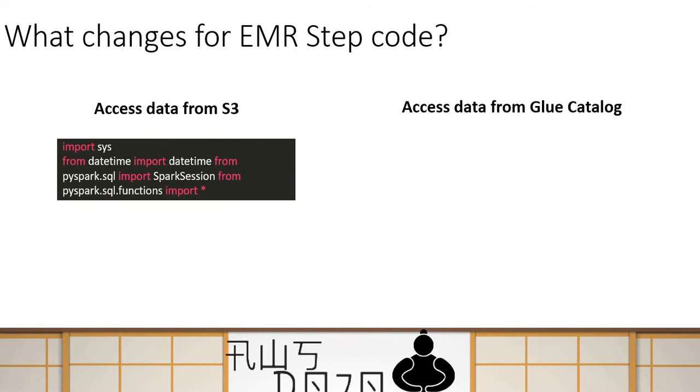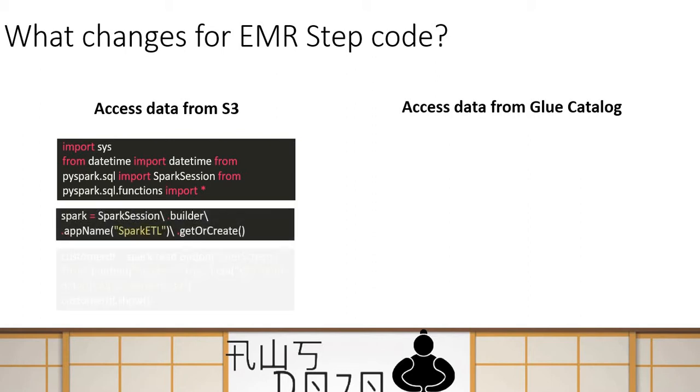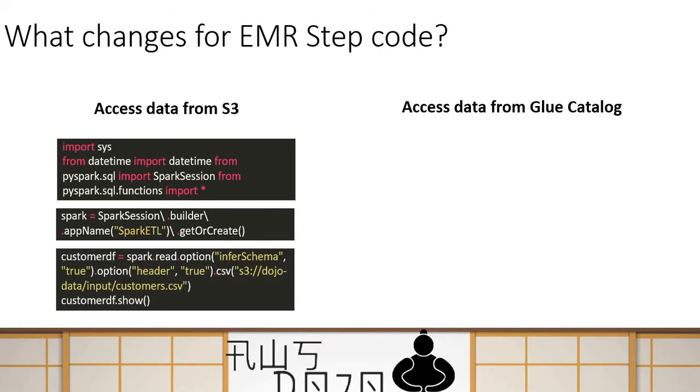When you're trying to access data from S3 directly, first you import your PySpark SQL libraries, then you start a Spark session. And then you simply use the spark.read method to read data from the S3 bucket, and you can also ask it to infer the schema of the data. That data gets populated into a data frame, and then you can perform all possible transformations on this data frame to convert this data into something else you want, right? So that's how data access works in an EMR step if you're trying to access data directly from the S3 bucket.